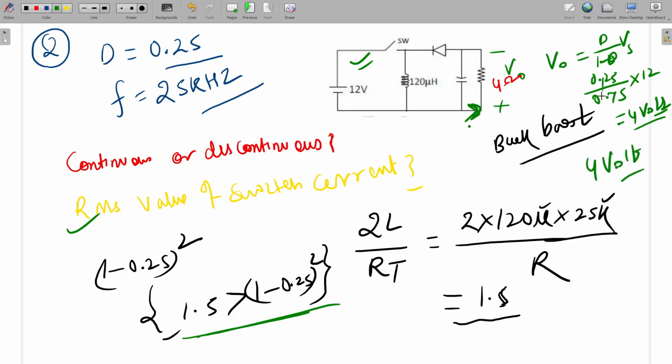See, this will be 1 by 3, 4. So what will be the current? Current will be 1 ampere. Is it clear? So this is the load current.